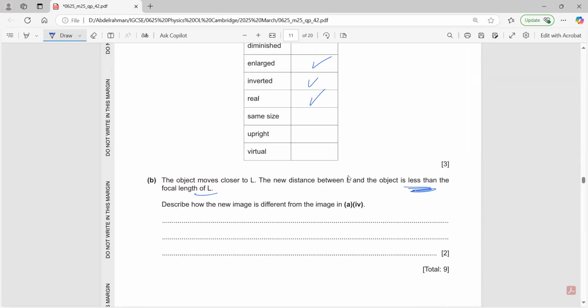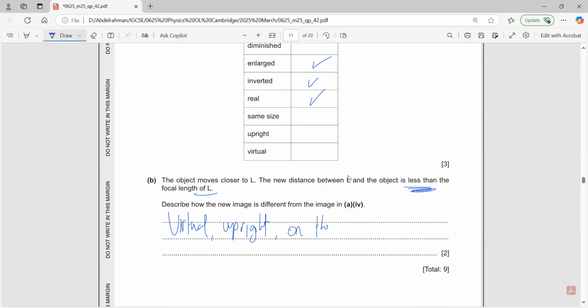The image formed will be virtual. It will also be enlarged, but it will be upright. I can't seem to write down upright today. Anyway, so it's virtual and it is upright. It's on the same side and it is behind the object.